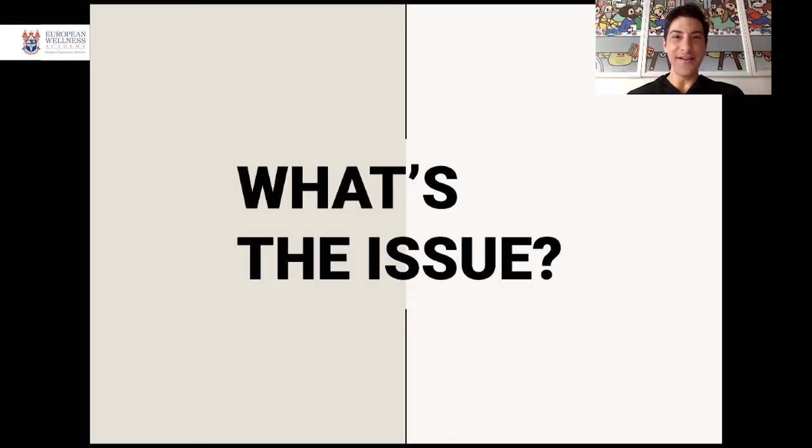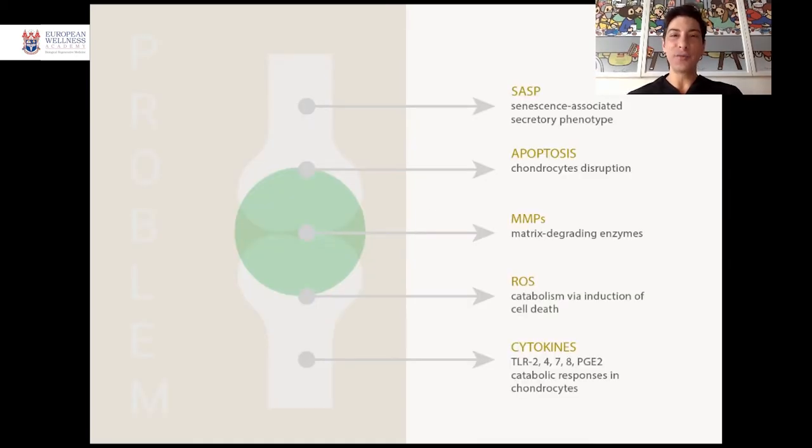What's the issue here? While you are aging, you will start to produce the senescence-associated secretory phenotypes. Those aging molecules will trigger the apoptosis processes, which are a cell death chain reaction. Those apoptosis will completely disrupt the chondrocytes production, so the new cartilage won't be produced and old cells are going to die. The replacement will be made by calcium deposits, which will lead to stiffness.